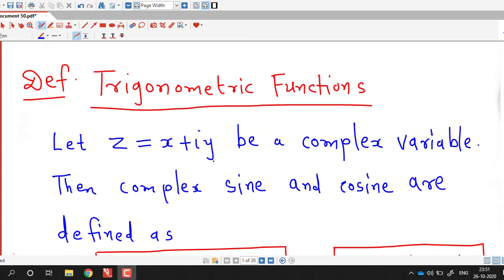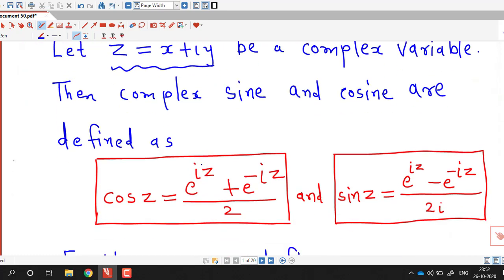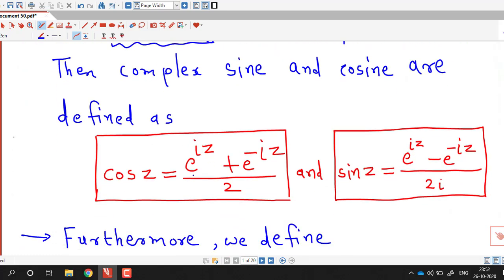So this is the definition for trigonometric functions. Let z equal to x plus iy be a complex variable. Then complex sine and cosine functions are defined using these two formulas. Cos z is e to the power iz plus e to the power minus iz divided by 2, and sin z is e raised to iz minus e raised to minus iz divided by 2i. So here you can see we are defining these trigonometric functions using the complex exponential function.